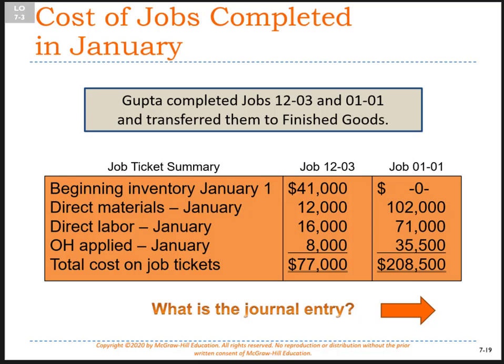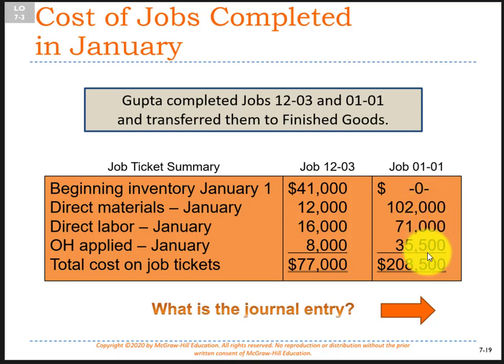So two of the jobs, and it's usually pretty easy to know. We have a definite start and stop on job costing. So we know when we're done. So when we're completed, then we move them to finished goods. How do we know how much to move? We simply add up the costs that we have been tracking by that job. So job 1203 started with 41 that was partially done. That's how much we had left over from last time. And then we had used our accounting to get 12,000 for direct materials, 16,000 for direct labor, and we had applied overhead of 8,000. So our total cost was 77.